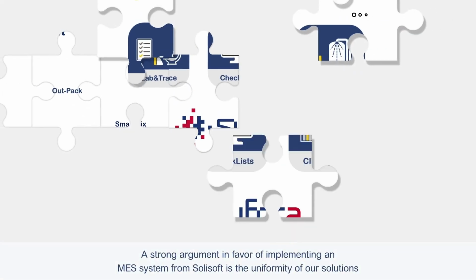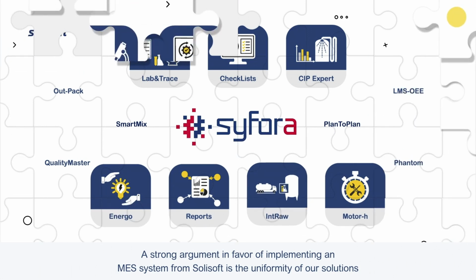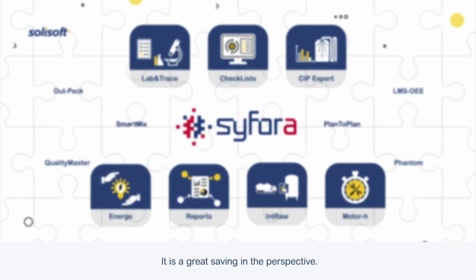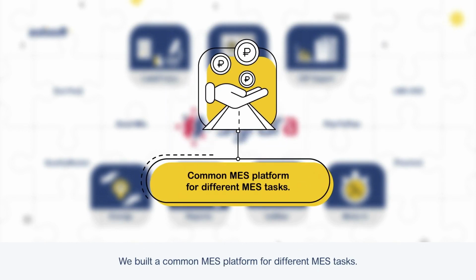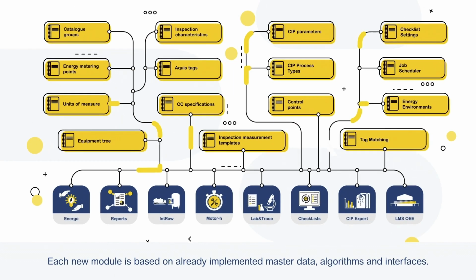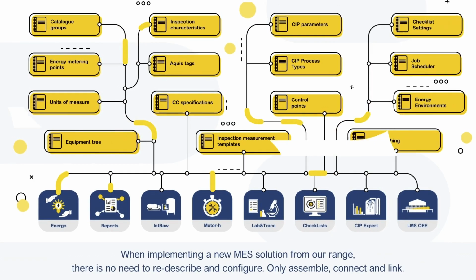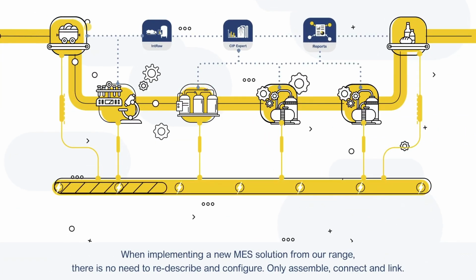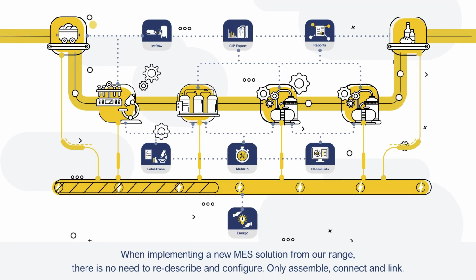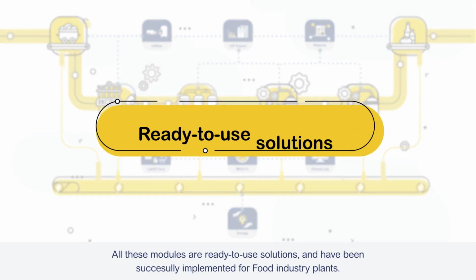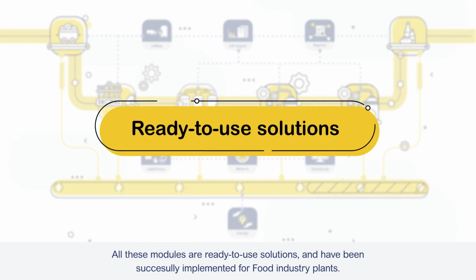A strong argument in favor of implementing of the MES system by Solisoft is the standardization of our solutions. It is a great saving in the perspective. We build a common MES platform for different MES tasks. Each new module is based on already implemented master data, algorithms, and interfaces. When implementing a new MES solution for our range, there is no need to re-describe and configure, only assemble, connect, and link. All these modules are ready-to-use solutions and have been successfully implemented for food industry plants.